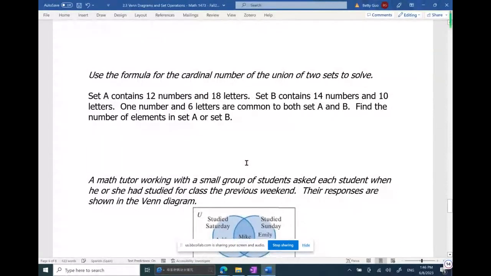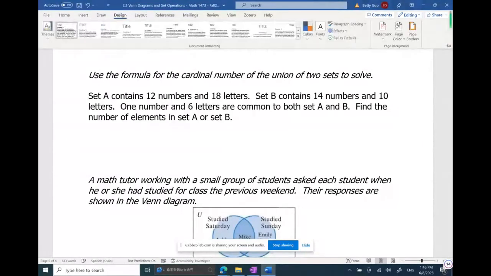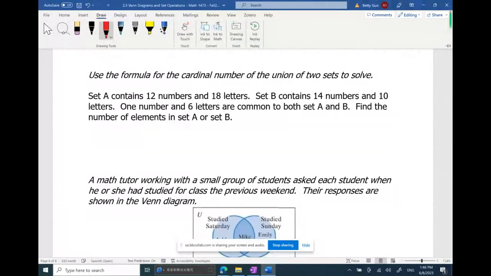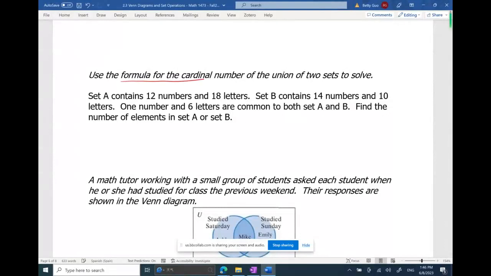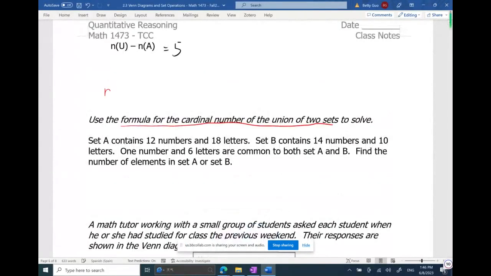Next, use the formula for the cardinal number of the union of 2 sets to solve. And what is this formula? The formula says the cardinal number of A or B equals cardinal number of A plus cardinal number of B minus cardinal number of A and B.